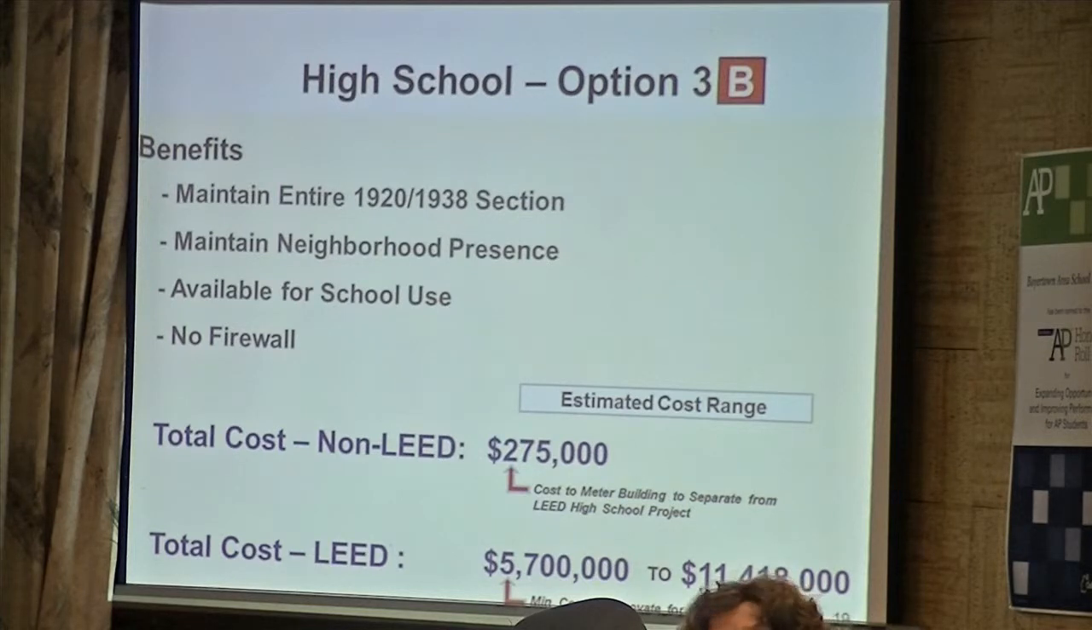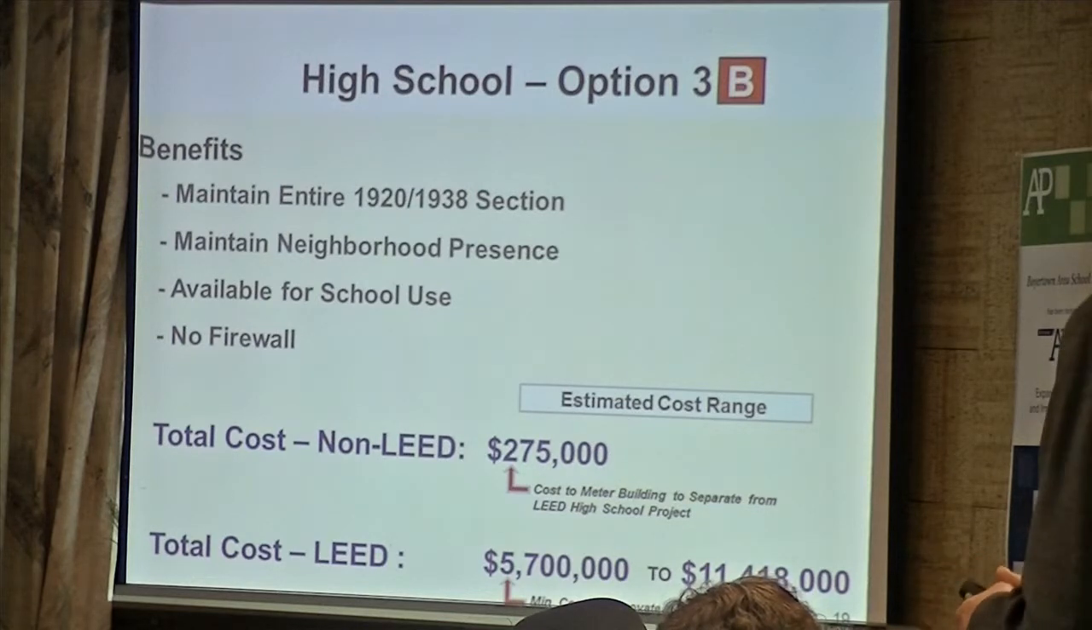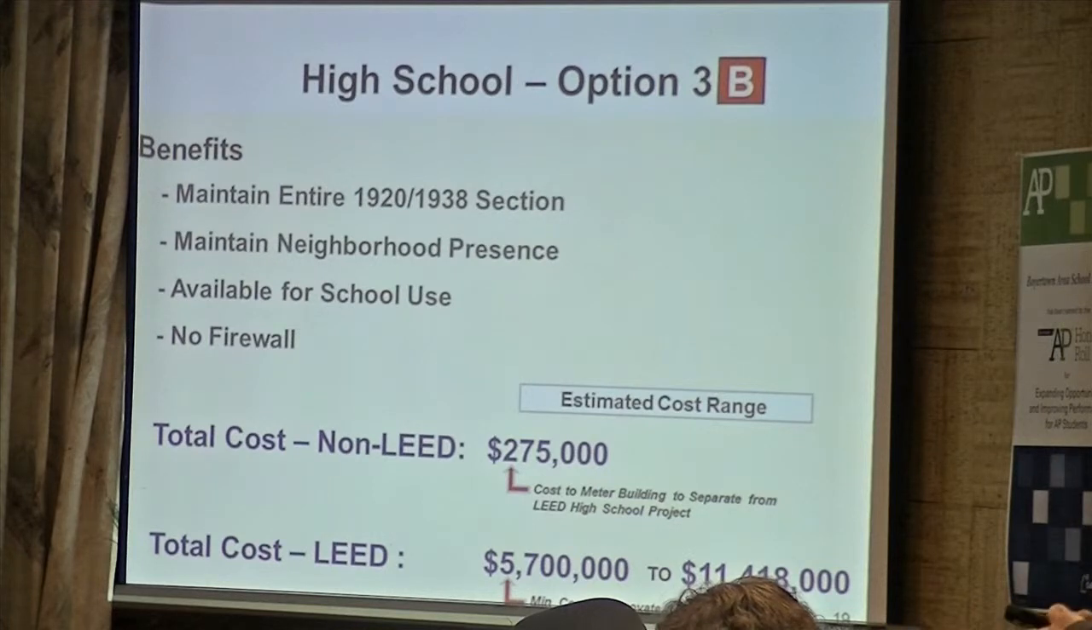So I would say probably the fall of 2015 would be the latest, or the summer of 2015, that you have to know what you're going to do with this building. Maybe earlier, maybe you want to target earlier than that, but I'm giving you the latest point in time.